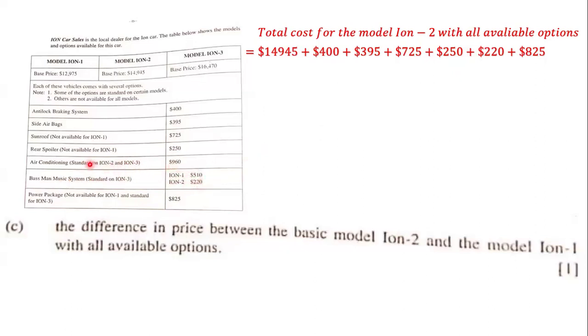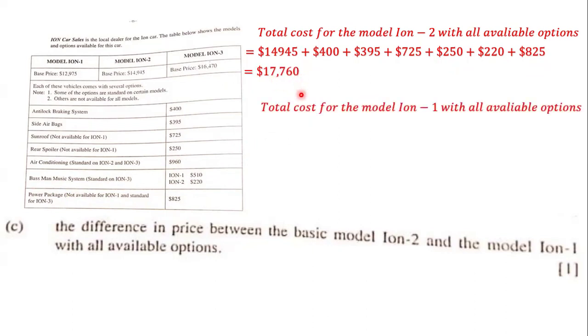Next, we have to pay $220 for the Bassman music system, $220. Now, air conditioning comes standard on Ion 2, so we don't have to pay $960 here. But we do have to pay this $220 for the Bassman music system. And then we have to pay $825 for the power package, because although it's not available for Ion 1, it's available for Ion 2, but it doesn't come standard on Ion 2, so we have to actually purchase this. It's only standard on Ion 3. And so this is $825. And so we add all this up and we get $17,760.